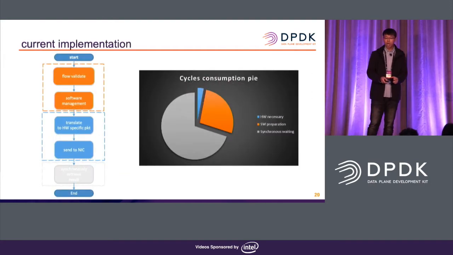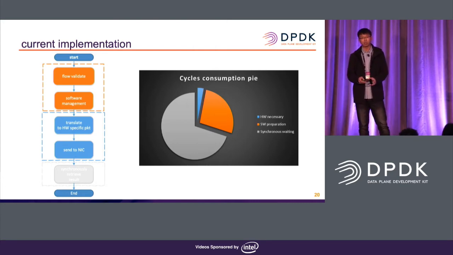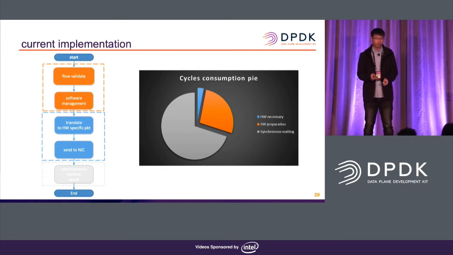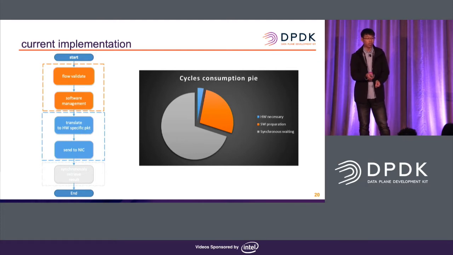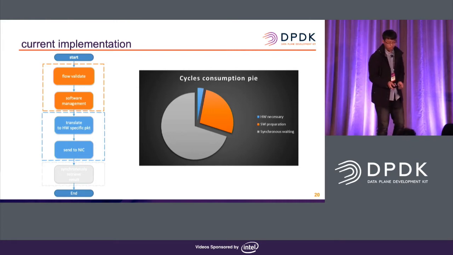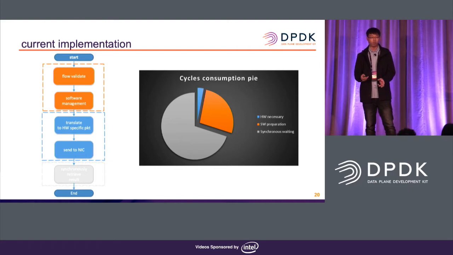Okay, here's the RT flow i40e driver implementation in the DPDK. It may be a bit different from that in the kernel driver. From a high-level perspective, there are three main parts. First is the software preparation, which I marked in orange. Another is the hardware necessary part, which I marked in blue. And the last one is synchronously waiting to retrieve the result from the NIC, which I marked in green.